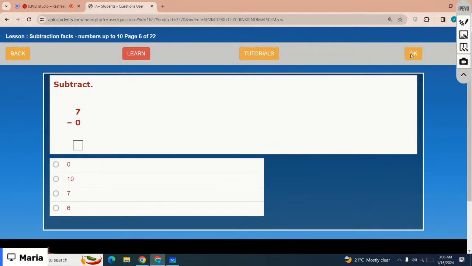The next one is 7 take away 0. When you subtract 0 from any number, the number stays the same. So 7 minus 0 is 7. The correct option is 7. 7 minus 0 is 7. Got it?